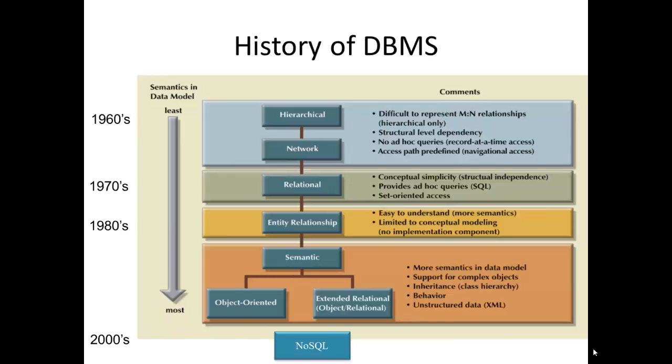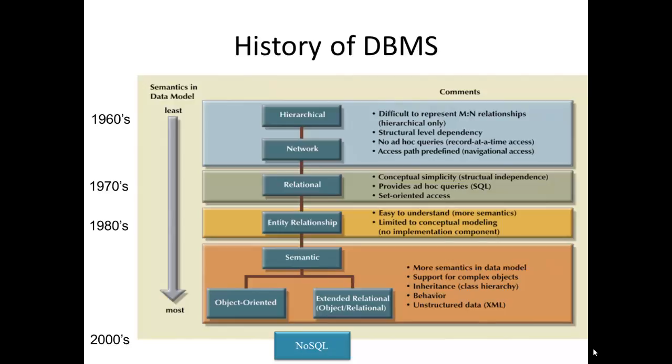So, a history lesson. This is a classic historical timeline of database models, beginning in the 1960s, and we're presently in the 2016 now. We'll go through this historical process with a number of slides after this one, but we start off in the 1960s with the first databases, which use the hierarchical data model. I'll explain that in due course.